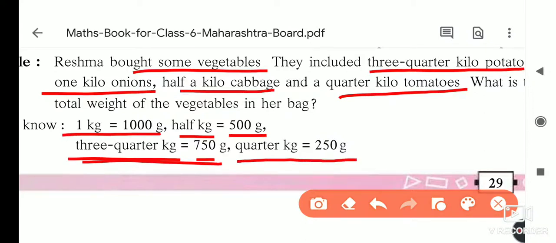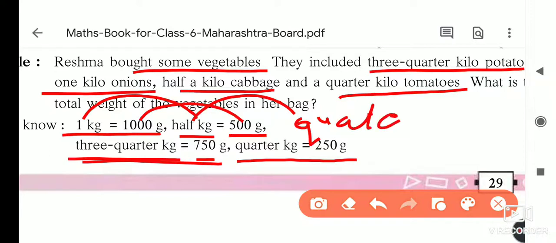Just what we had done, 1 kg is half kg. So 1000 grams half is 500 grams. Same, half kg is half is quarter kg. Keep that in your mind, what I said to you. Half kg is half is quarter kg, and quarter kg means half we have done quarter kg.